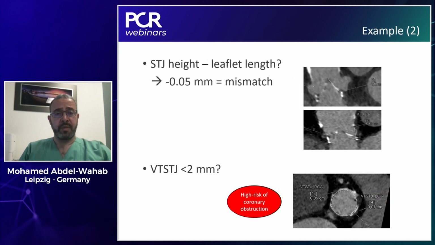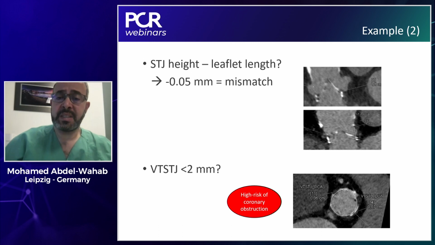So let's focus on the left. For the left, you have what we call STJ leaflet mismatch. So the leaflets are a bit higher than the STJ, and the VT-STJ is very small. It's smaller than 1 millimeter. So again, for the left coronary artery, you also have a high risk of coronary obstruction by a different mechanism, by sinus sequestration. So in this case, you have to do something.